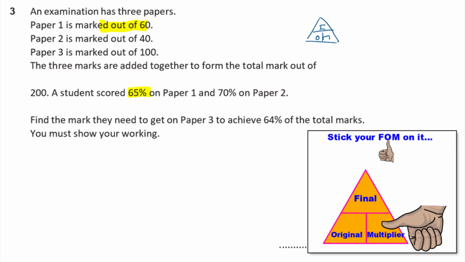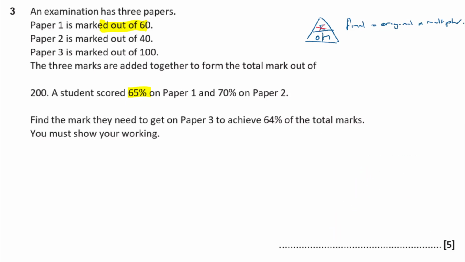Now with percentages, I like to use this triangle, final, original, multiplier to work out what to do with percentages. Here, I want to work out the final mark because I know what the paper was originally out of, and I know the percentage for each of these questions. I'm going to be finding the final for these. So covering up the final, that tells me that the final equals original times multiplier. Okay, so that's the calculation I'm going to be doing for each of these. I'm going to take the original one and multiply it by the multiplier.